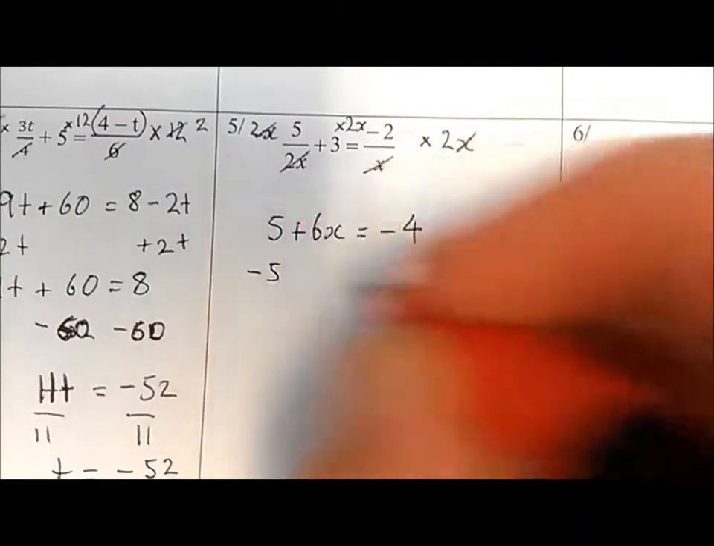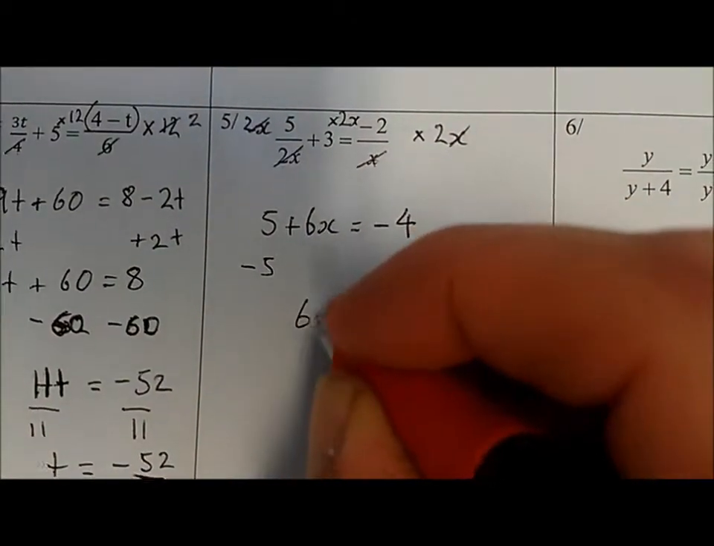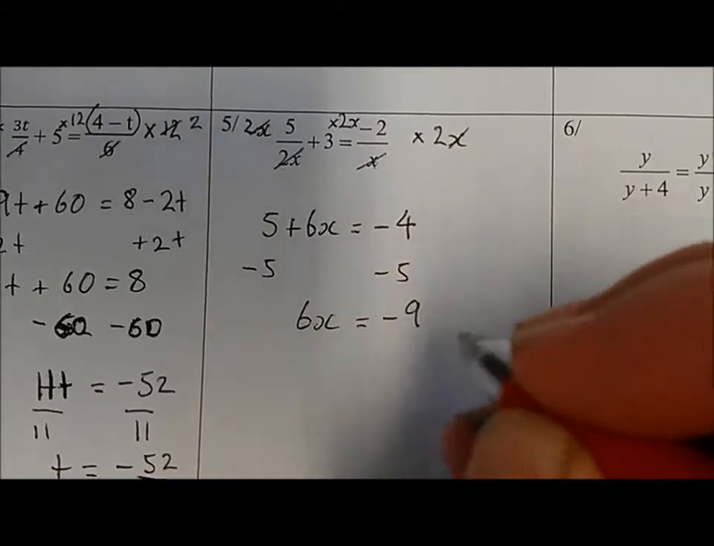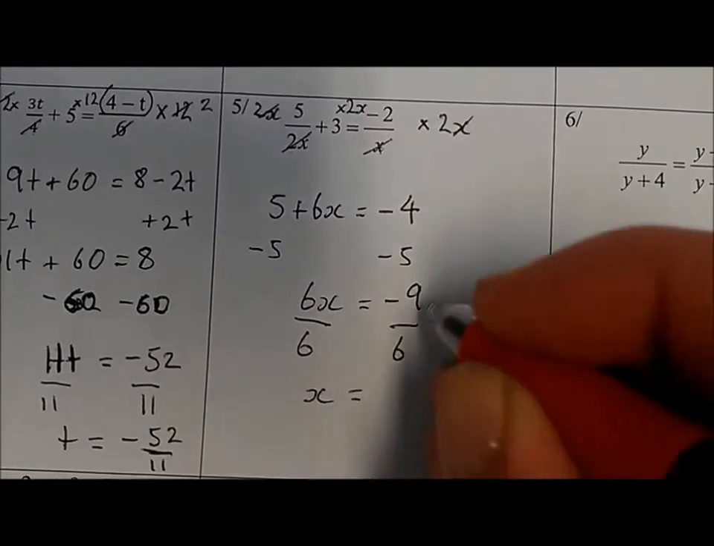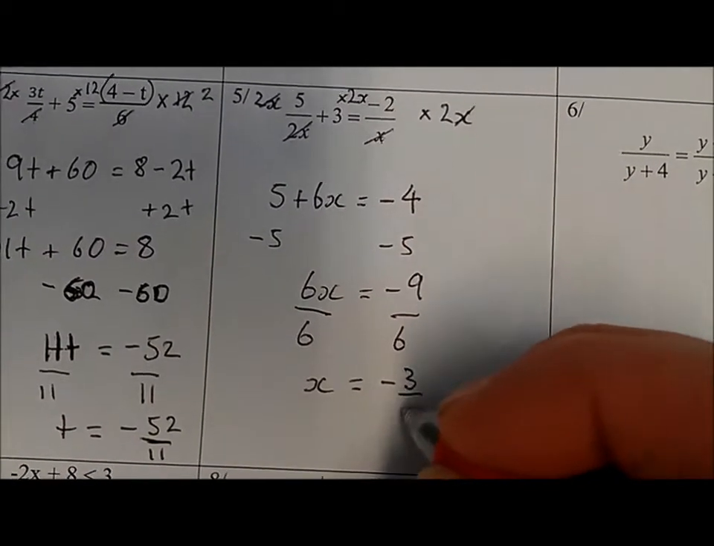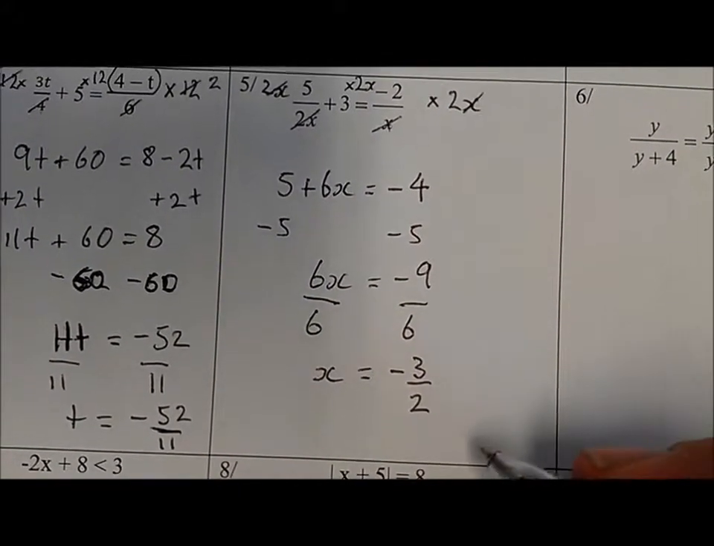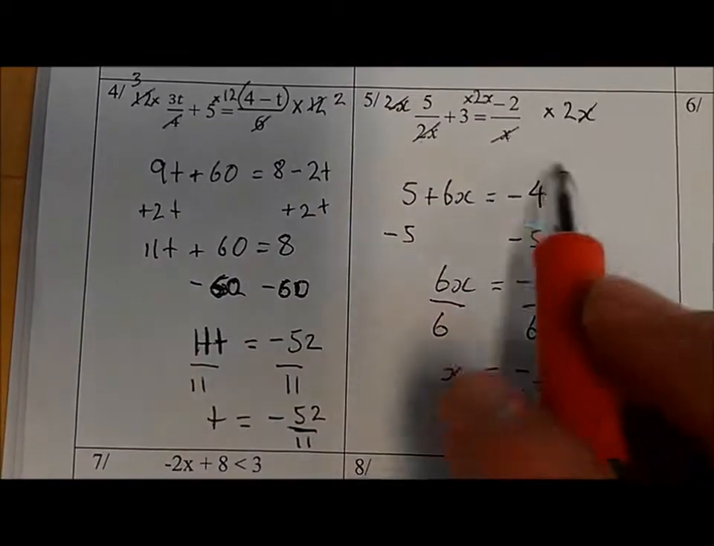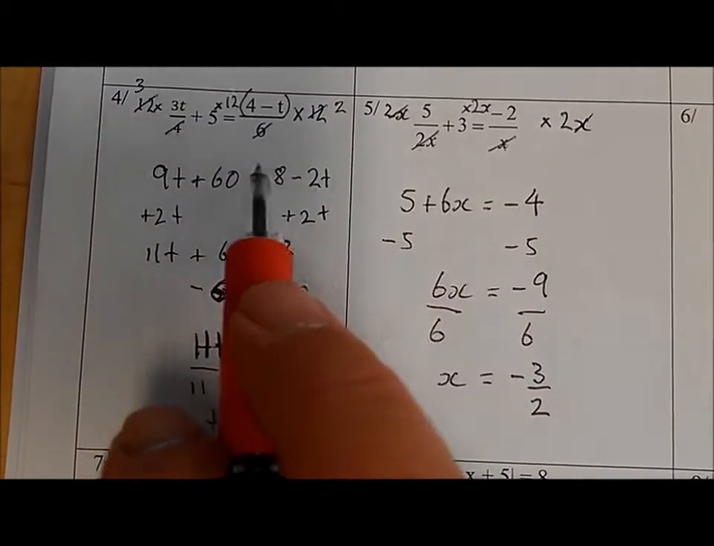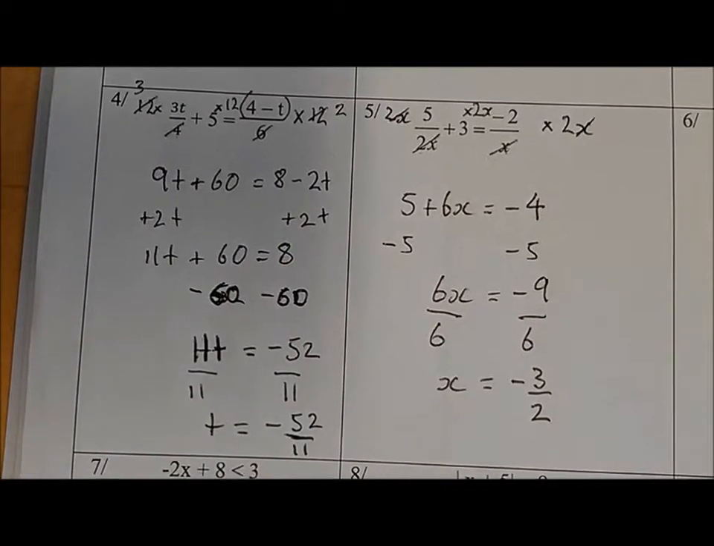I'll just subtract 5 from both sides. I'll get 6x is equal to negative 9, divide by 6. I'll get x is equal to negative 3 on 2 when I simplify. So have another look over those two equations. Make sure you've got them. Watch the video again, make sure you understand those.